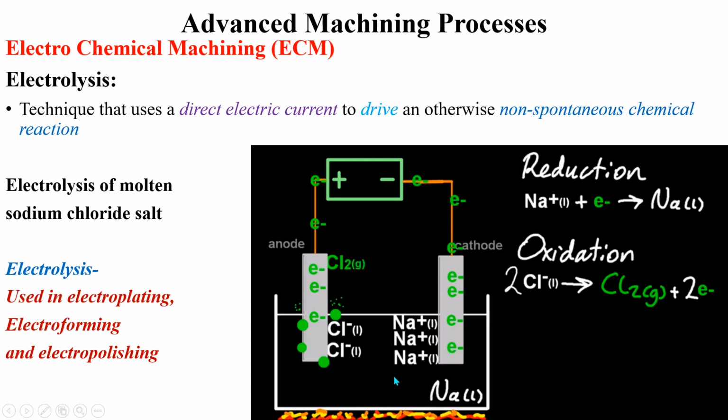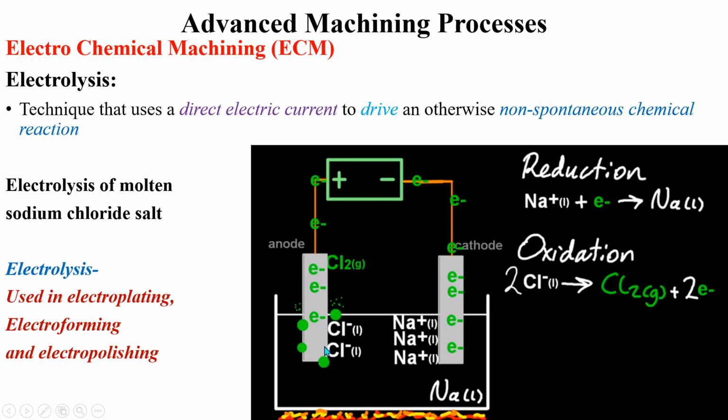Similarly, the negatively charged chlorine ions get attracted to the positive terminal of the battery. What will happen at the anode is that these chlorine ions release electrons to the anode and form chlorine gas. So this is an oxidation reaction that is happening at the anode material.